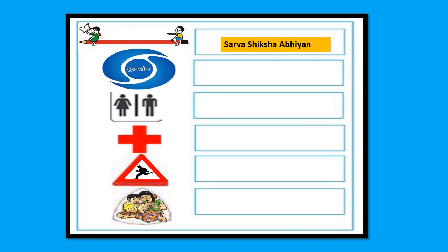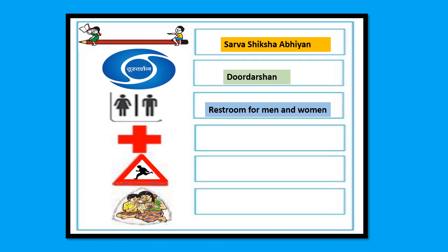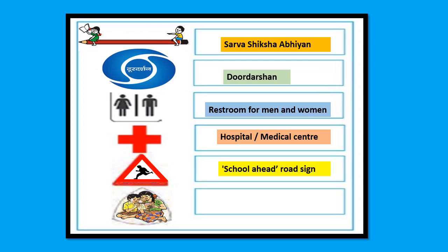So the answers are here. The first one is Sarva Shiksha Abhiyan. The second one is Doordarshan. Third is a restroom for gents and ladies. Fourth is a hospital or a medical center. Fifth is a road sign saying school ahead. And the last one is the Bal Bharati textbook symbol. Hope you identified all correct, children. Very good.